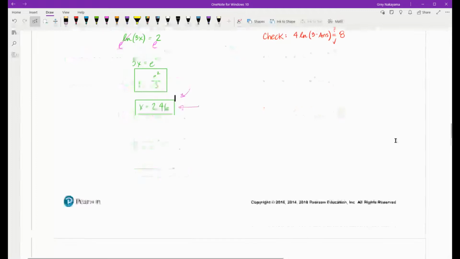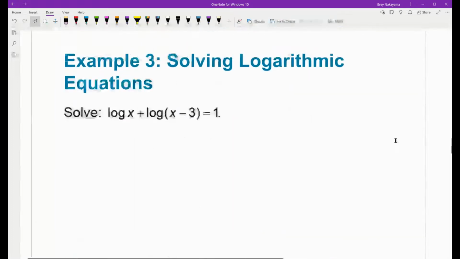Okay, those were pretty straight up. Look at this one. The difference in this problem and the last problem is I have more than one log in the original problem. I have the log of x plus the log of x minus 3 is equal to 1. So this is where your properties are very important to remember, because you have to have a single log on that side of the equation. You can't do it until you do.